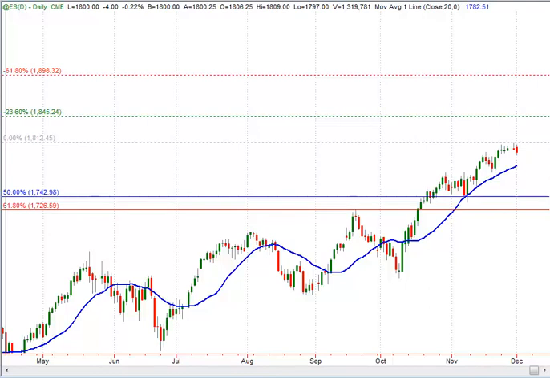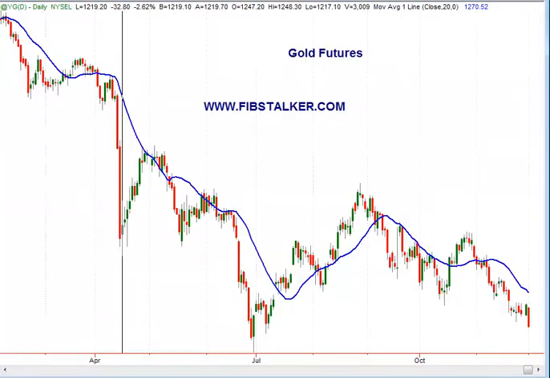So I hope you enjoyed anyway the move higher here, and congrats again to those who follow my advice and were able to spot algorithmic trading footprints. So last but not least is going to be the gold future.